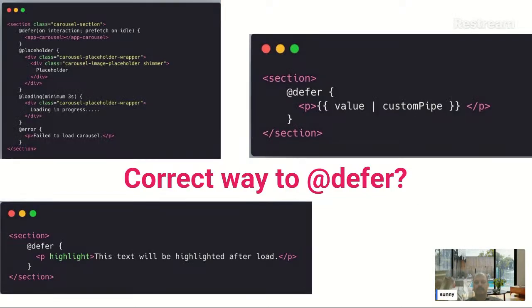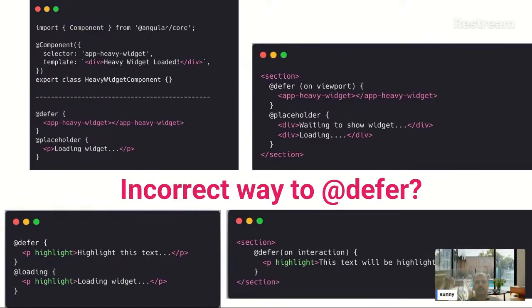Now let's see. These are the ways that we can use to defer any block that I told you about. With the defer block, there are other things also, like placeholder, loading, and error. There are different conditions with each block that you can also add. And this is the incorrect way to add the defer block.